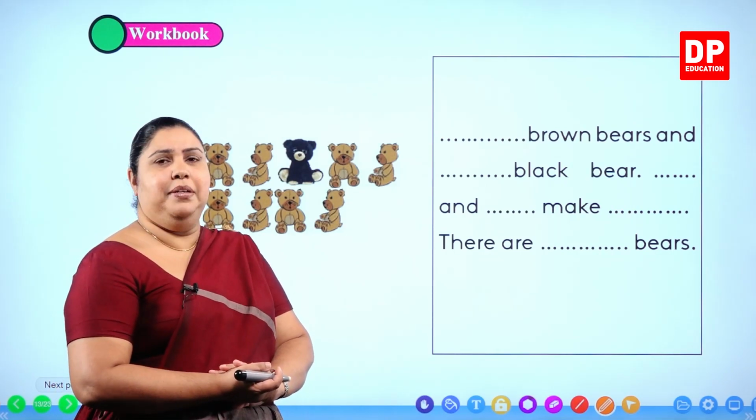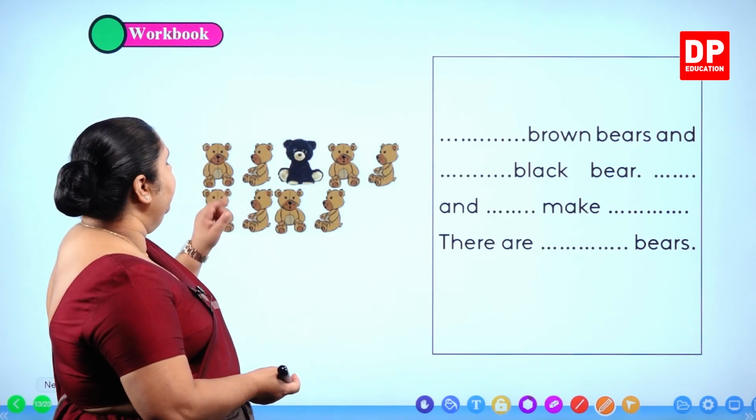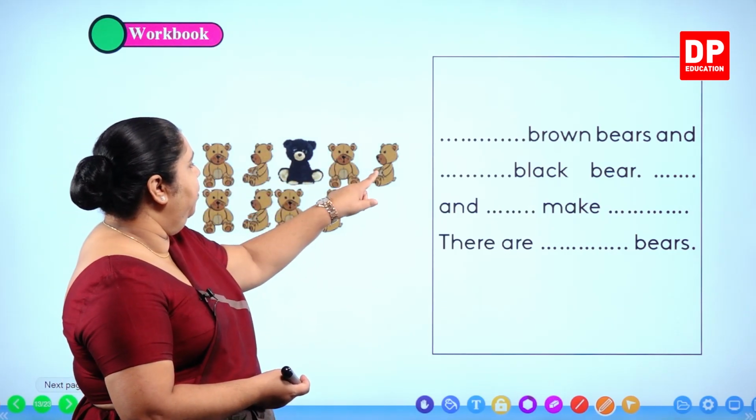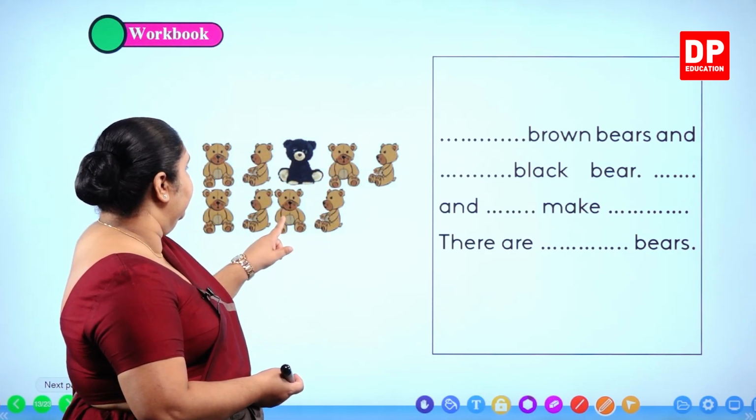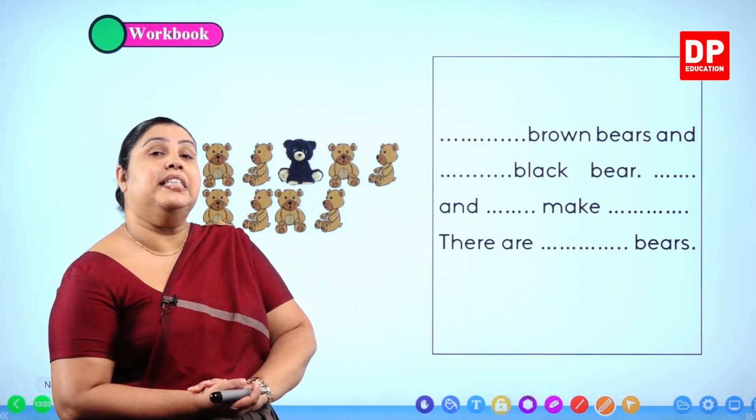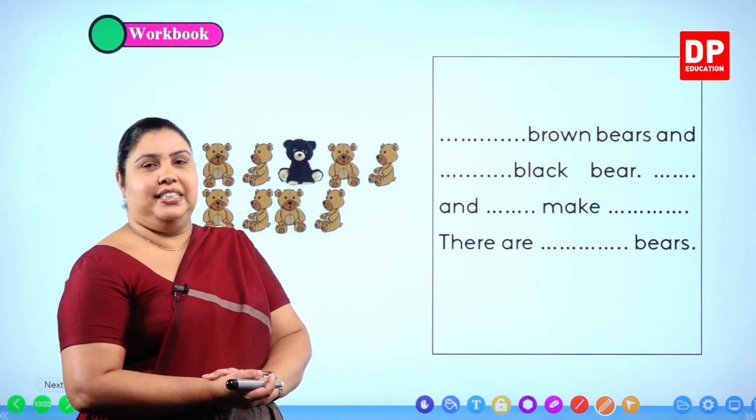What are the other teddy bears? What is the color of the other teddy bears? They are in brown color. 1, 2, 3, 4, 5, 6, 7, 8. Oh, we have 8 brown teddy bears and 1 black teddy bear.